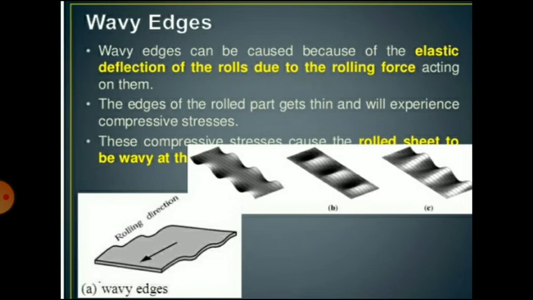Now we will see the first internal structural defect. It is wavy edges. Wavy edges can be caused because of the elastic deflection of the rolls due to the rolling force acting on them. So the defect of wavy edges occurs due to bending of rolls. Due to deflection of rolls, the edges of the job get compressed more than the central portion.